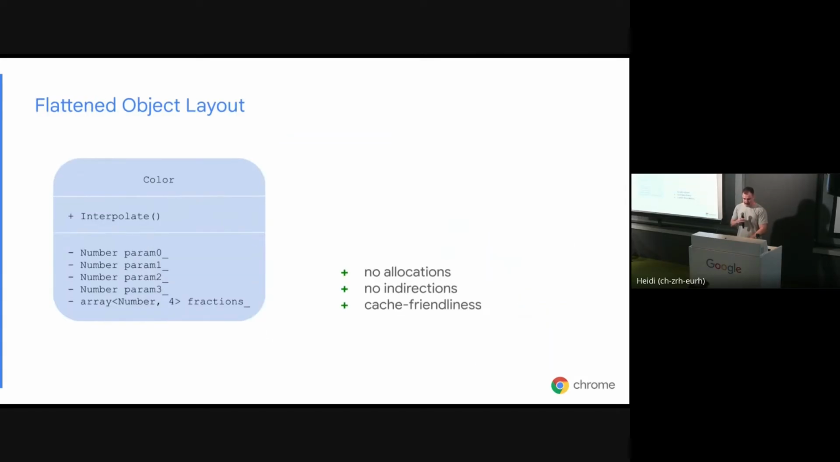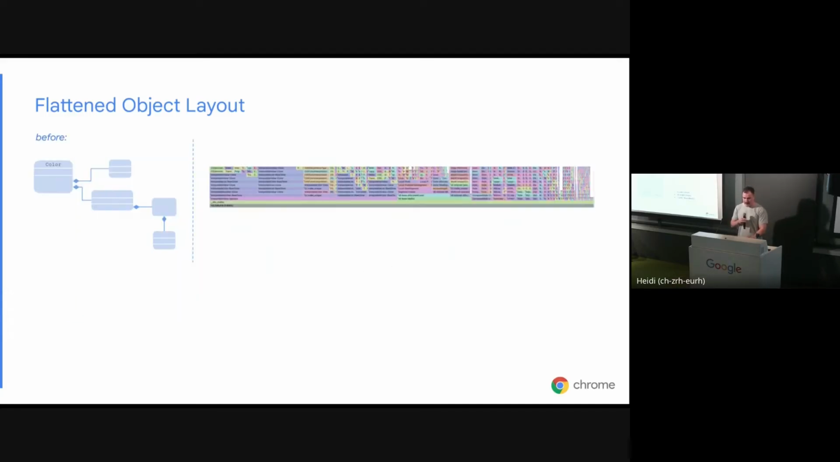So the idea was quite simple. We can flatten the object layout within a single object. So we have no allocations at all, no indirections. The data is really cache friendly. That seems trivial, but it violates a lot of design patterns that we are used to. We cannot do dependency injection into the color object anymore. It's not extendable anymore. It's all fixed now. So this is the issue, right?